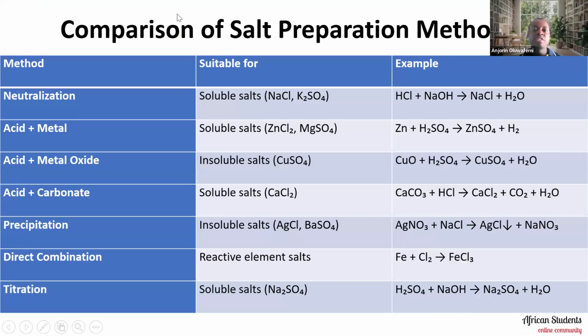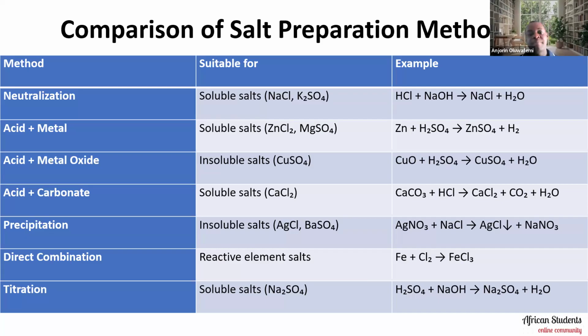So let's look at some comparison of salt preparation methods. We have mentioned different methods of preparing salt, so let's compare these methods. Let's start off with neutralization. Neutralization is suitable for soluble salts like NaCl and K2SO4, you understand? Acid plus metal: when you have acid reacting with metal, it will also produce soluble salts like zinc chloride, magnesium sulfate, and so on and so forth.